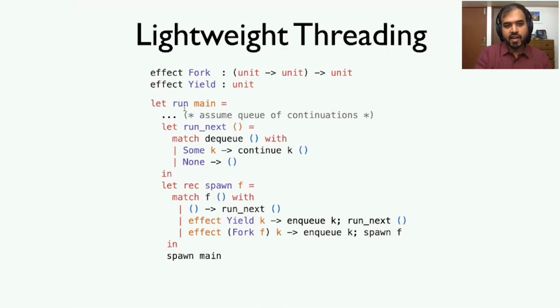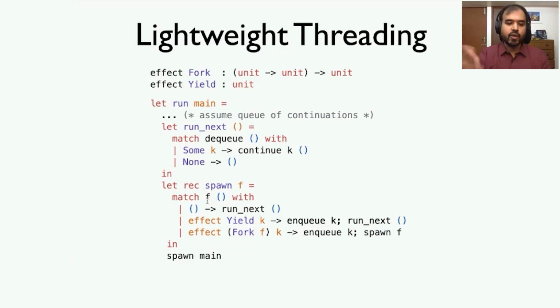And what does run do? It calls spawn on main. And what does spawn do? Spawn is going to run the thunk, like invoke the thunk, within an effect handler here. So we also extend the match with syntax with effect patterns, just like match with syntax with exception patterns. And the idea here is that this F is actually run in a new fiber, just like I explained previously.